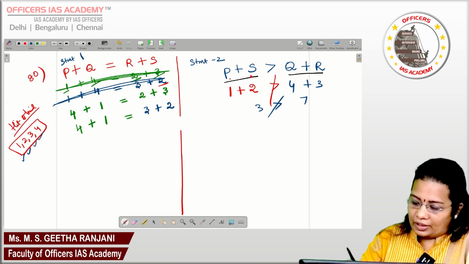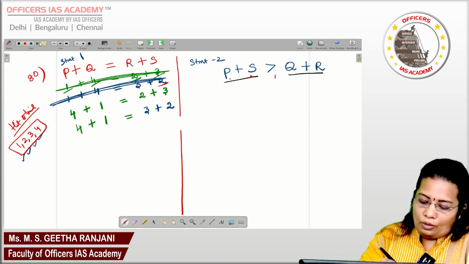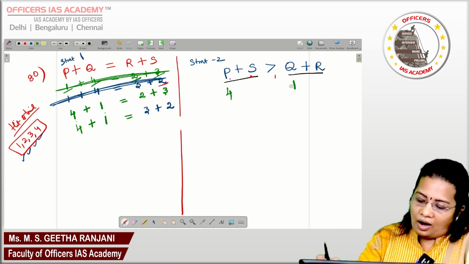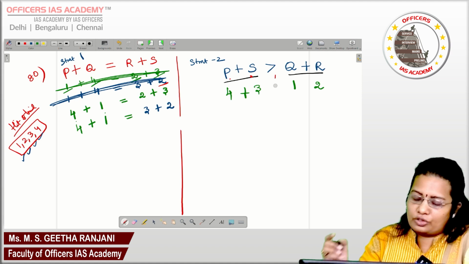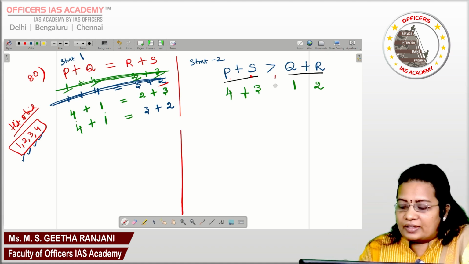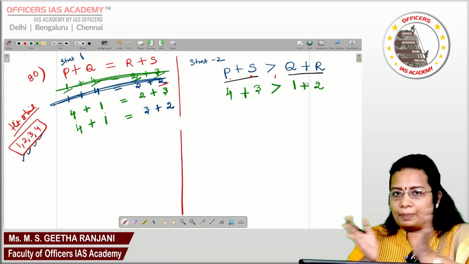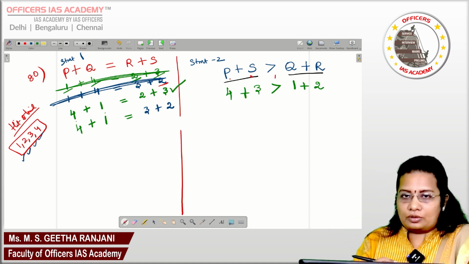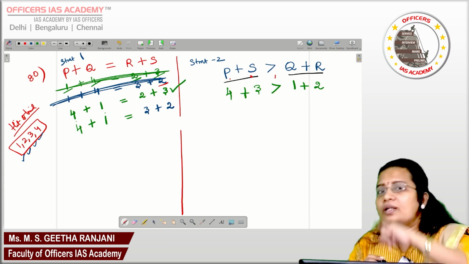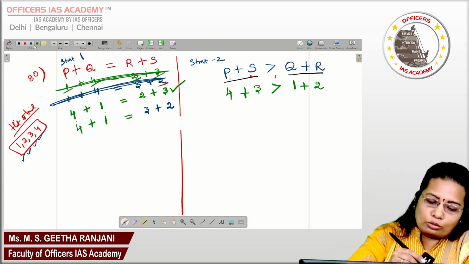The third one, we can check. Here it is 4 and here Q is 1. R is 2, S is 3. So 4 plus 3 is greater than 1 plus 2. Yes, this condition is satisfied. This is the pattern of combining both the statements together. So this is the possibility existing with statement number 1 and statement number 2 without violating both the conditions.